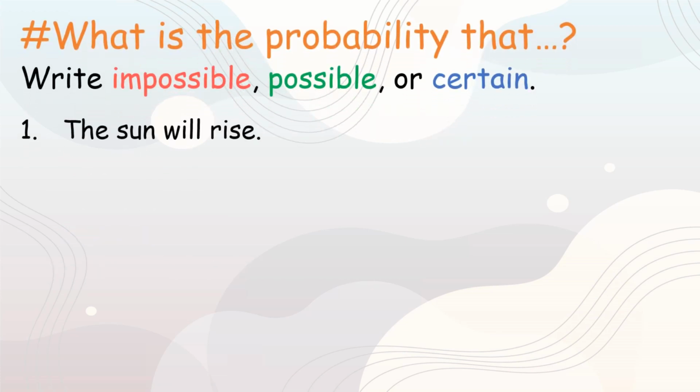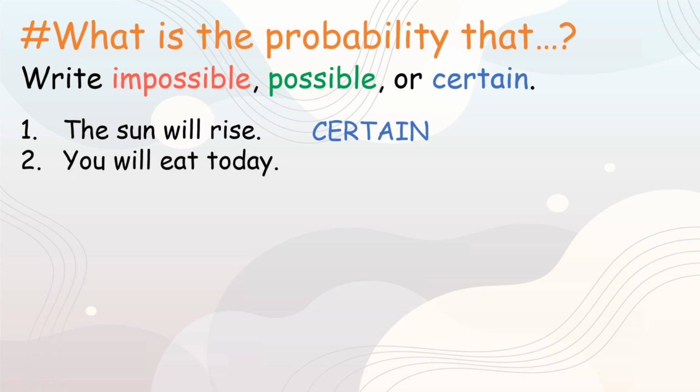Okay? What is the probability that? Impossible, possible, or certain. So for question number 1, the sun will rise. So what is the correct answer? Of course, the answer is certain. So lagi naman yan, everyday yan, nagra-rise po yung sun. Hindi mo mapipigilan yan. For question number 2, you will eat today.